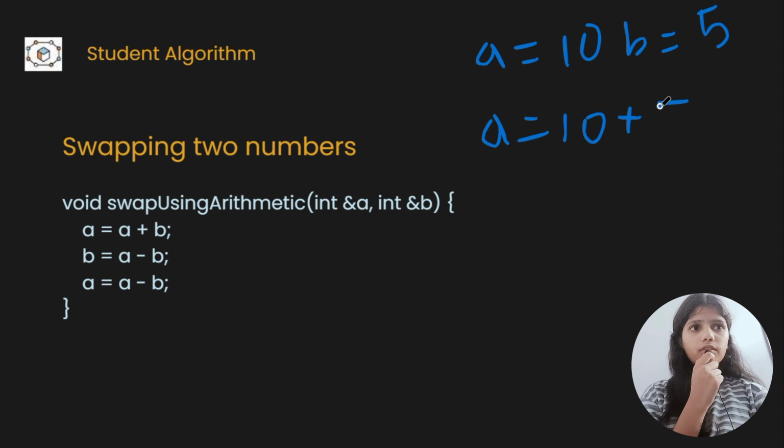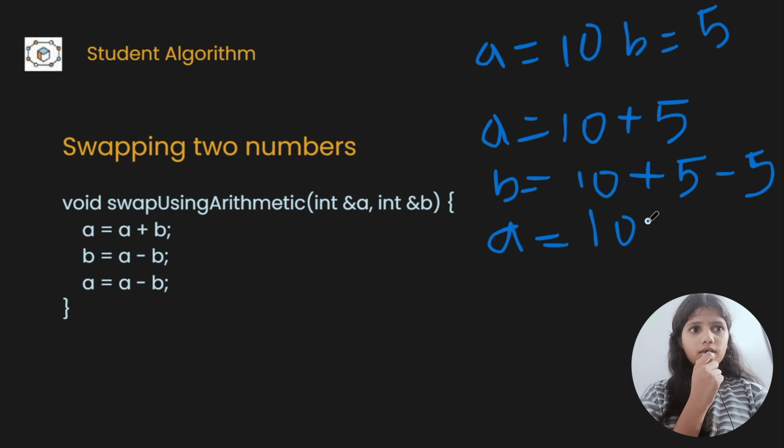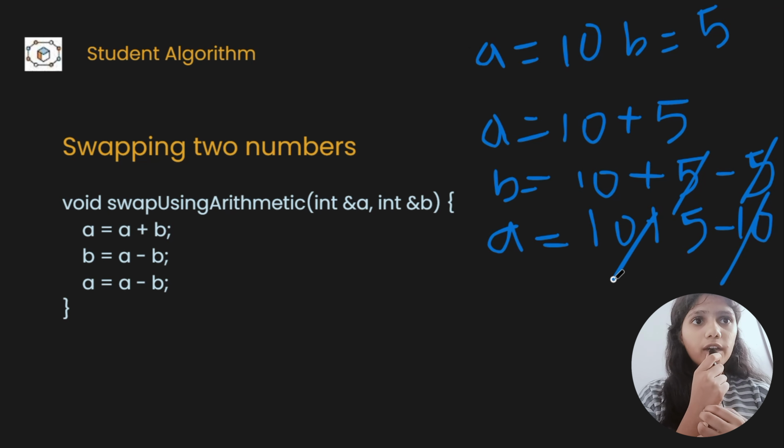Right? Now b is equal to a minus b. What is a now? A is 10 plus 5. What is b now? 5, right? So b equals 10 plus 5 minus 5. If we cancel 5 and 5, you'll get 10. So your b value becomes a. Now a equals a minus b, which is 10 plus 5 minus 10. You cancel this and this, so a value becomes b. This is how you are going to swap the numbers.